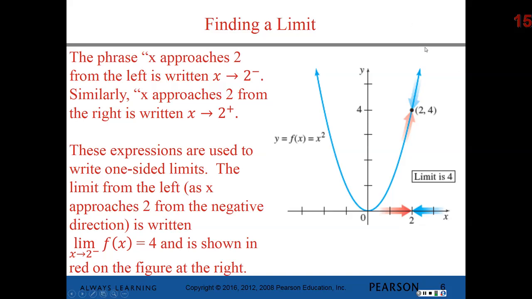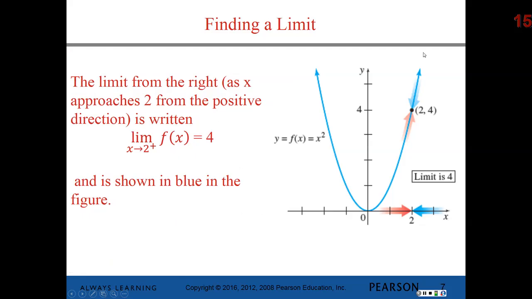And by the same token, if I'm approaching from the right side or from the positive side, I start out with really, really large f of x values, but as I get closer and closer to 2, as x approaches 2 from the positive side, the limit of f of x, which is x squared, is equal to 4.